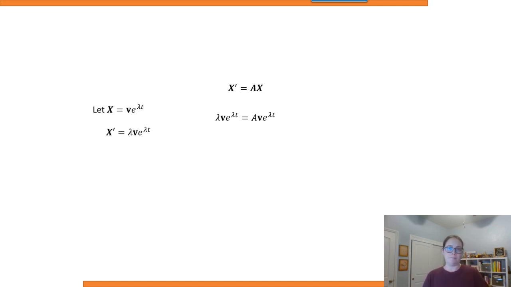At this point, I've got an e to the lambda t on both sides of this equation. I could divide it out, and I get lambda v equals Av. And what do you know? That is our definition of an eigenvalue and an eigenvector. So that's why this is going to work out nicely to have this as a proposed solution.